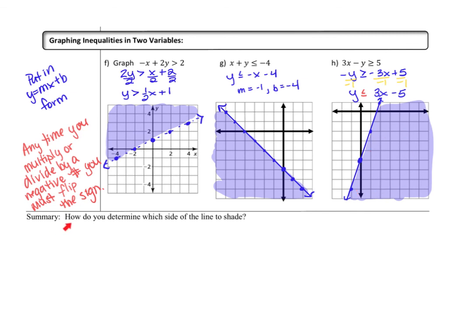For your summary, answer the question, how do you determine which side of the line to shade?